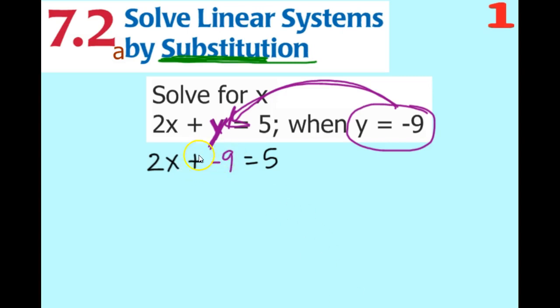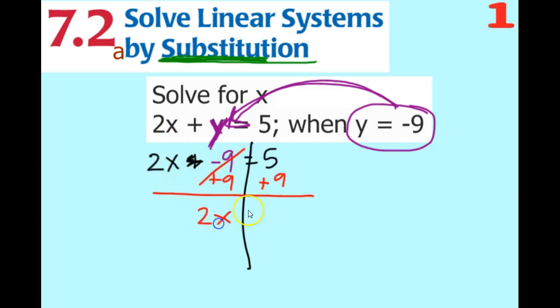When you have the plus and negative, you don't really need the plus sign. It's just really a -9. So we just need to solve this like normal. To get rid of that -9, we need to add 9 on both sides. So we have 2x equals, and then 5 plus 9 is 14. Our goal, you guys, is to get x all by itself. The opposite of multiplying by 2 is dividing by 2. So we have x equals 7.